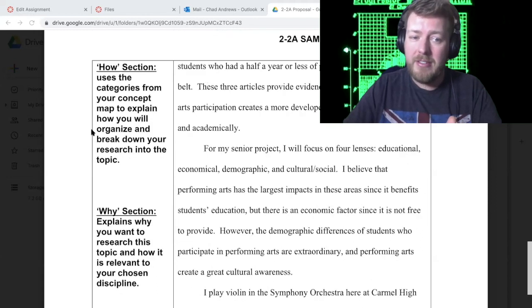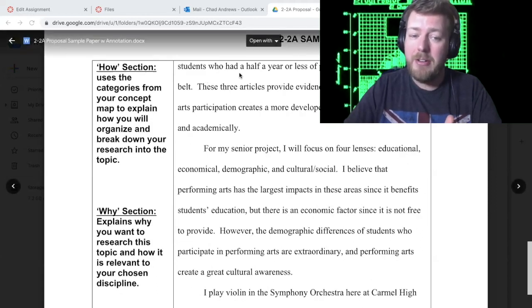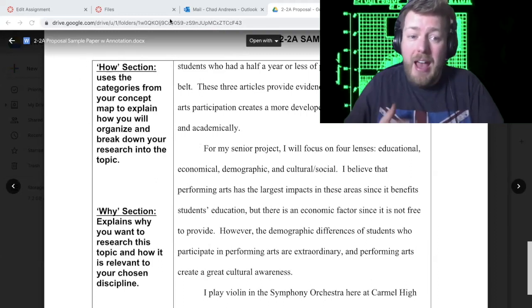The second section is called the how section. You may notice that one went on for a long time, right? That's usually the longest section, the what section. What are you researching? What are your goals? What research background justifies it? The next section is the how section.